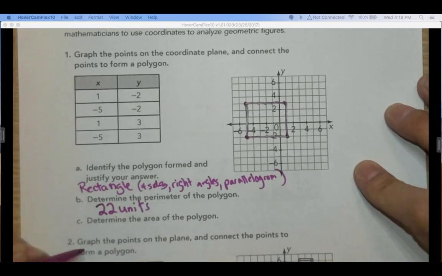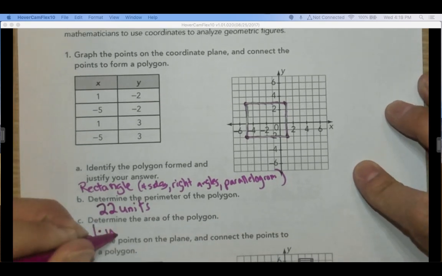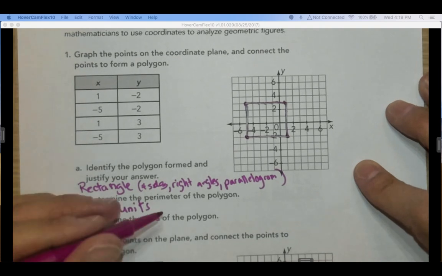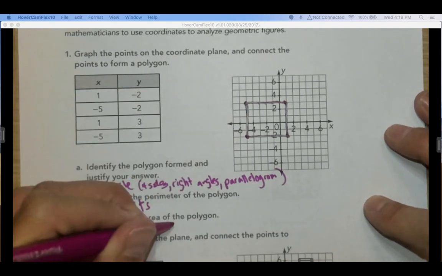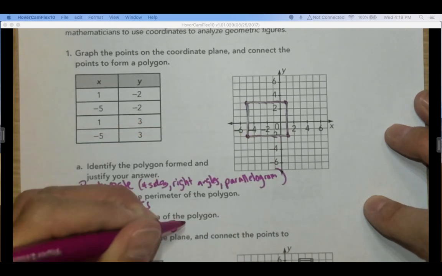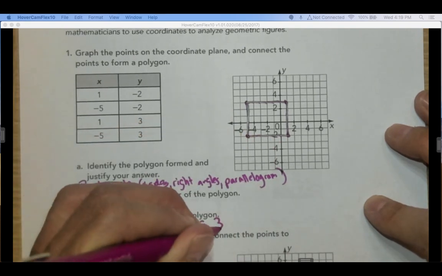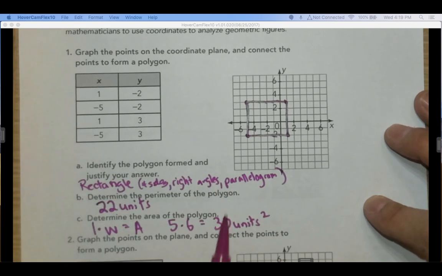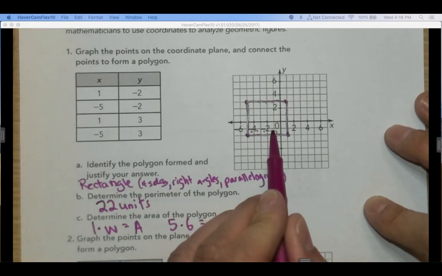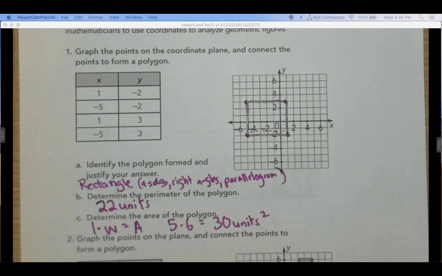Then the area of a rectangle is length times width, or base times height. I said this was 5, and I said this was 6. And so the area of this is 30 units squared. And if I count it in here, I would count 30 little squares. And so that's number 1.